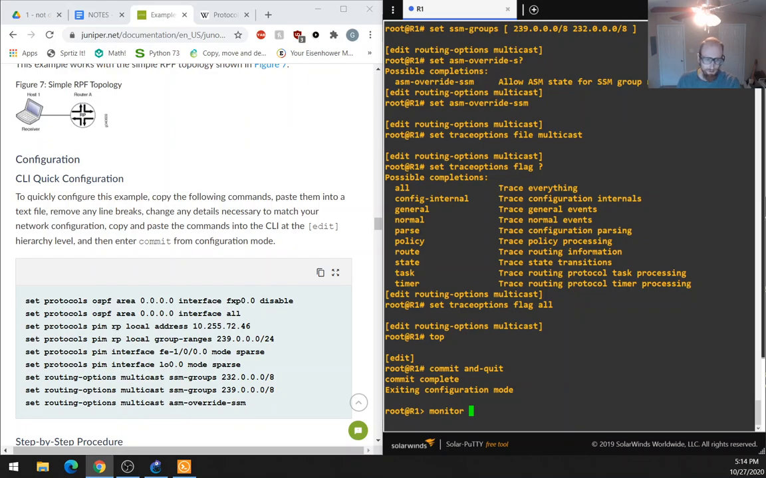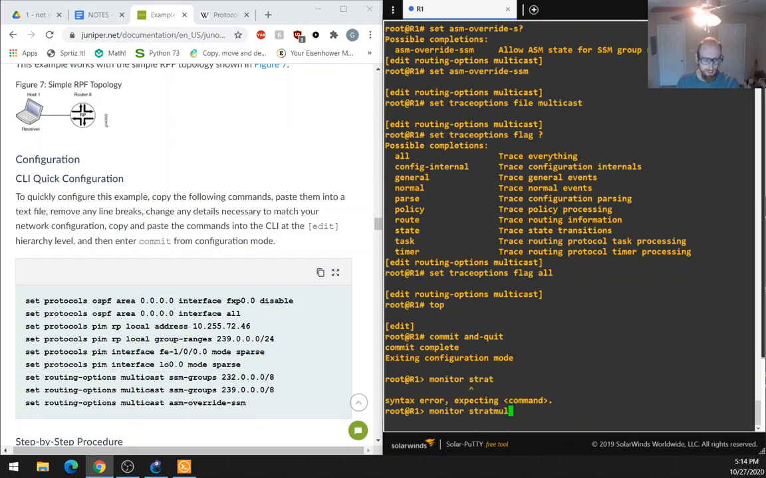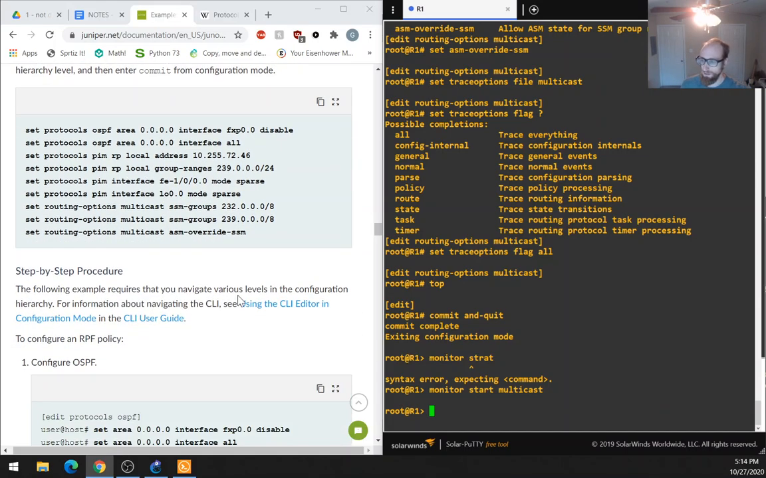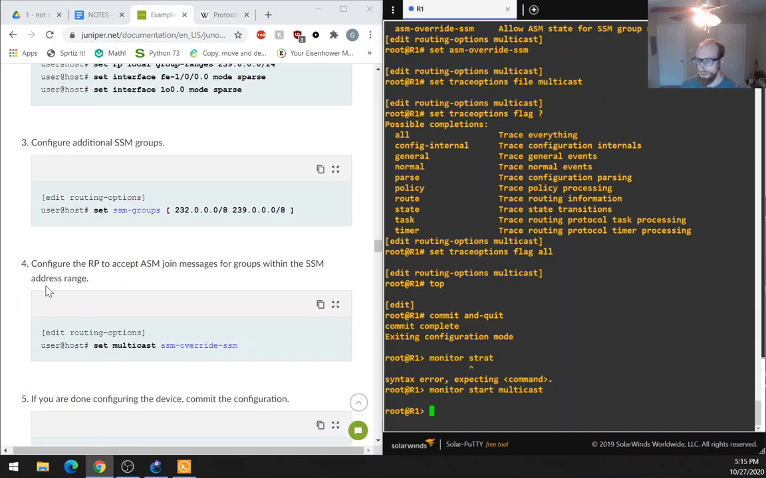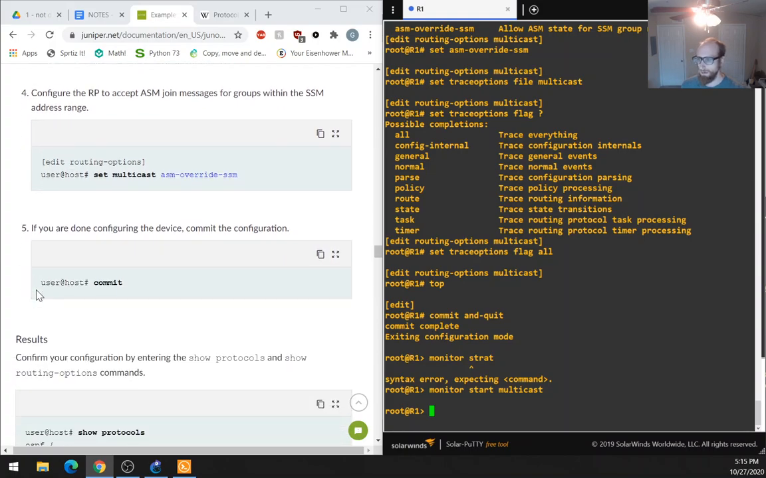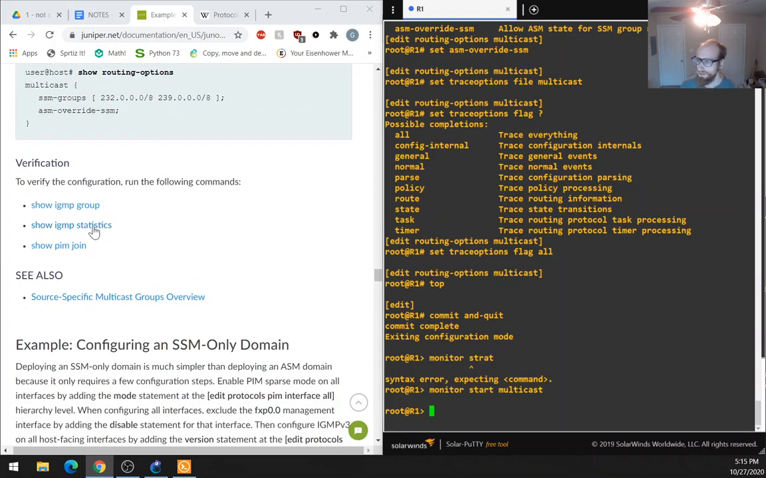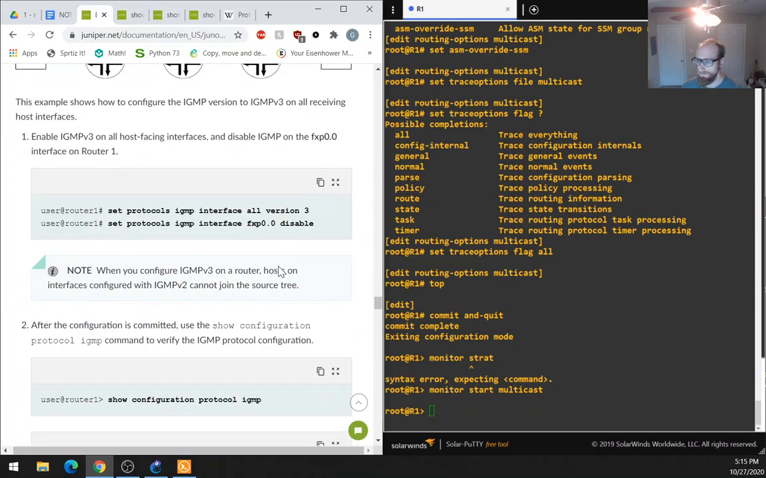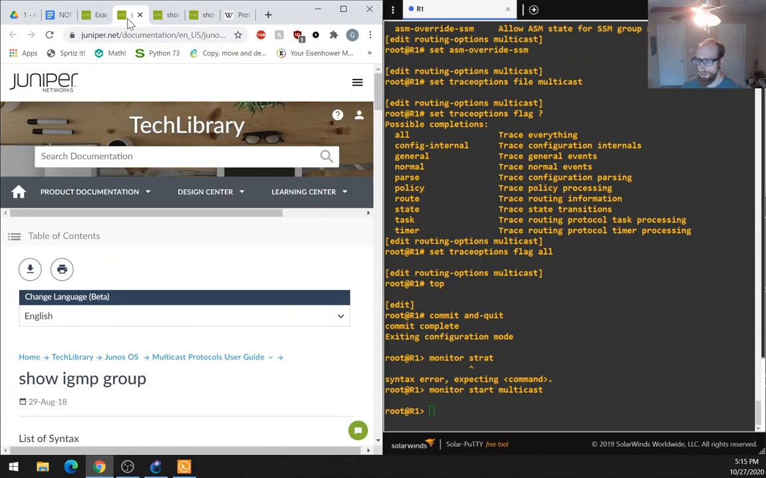Okay, so we're going to do a monitor start multicast. Not monitor strat, monitor start. Okay, so we've got a monitor start multicast going. Next step is going to be to bring up the other side, I think. I'm actually not sure. So I guess the next step will be to do these verification commands. The first one's going to be show IGMP group.